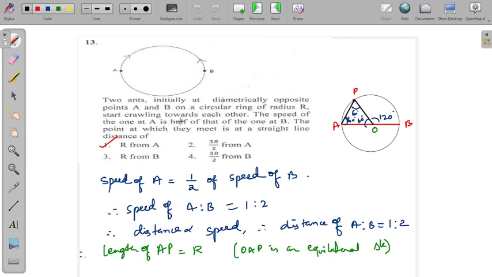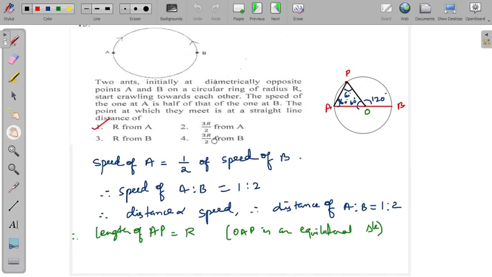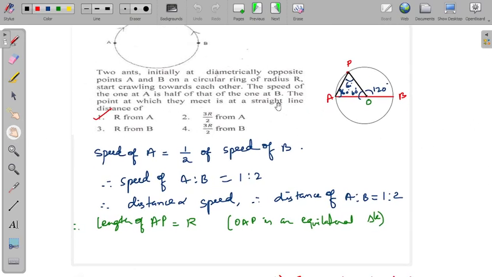Next, 13th question. Two ants initially at diametrically opposite points A and B on a circular ring of radius R start crawling towards each other. The speed of the one at A is half of that of the one at B. The point at which they meet is at a straight line distance of, this we have to calculate. They are at diametrically opposite points. So I have chosen the points A and B. One ant is at A and another ant is at B.